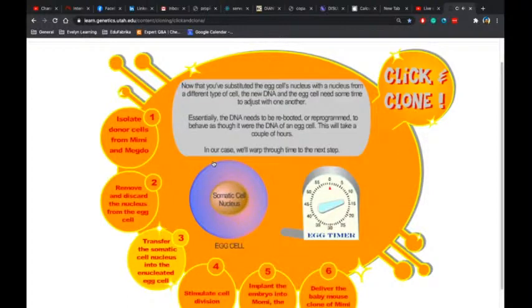So we wait for the egg to work out. Now that you have substituted the egg nucleus with the other one, the egg cells need some time to adjust with one another, so they will take some time. We fast-forwarded and ran it quite fast, a couple of hours. So let's go for the next step.